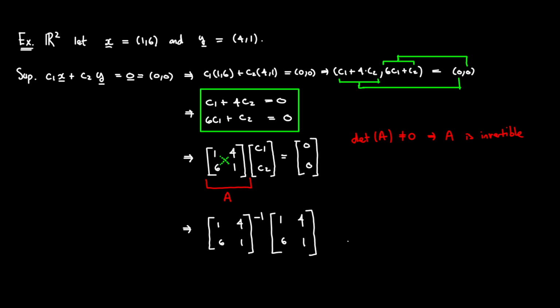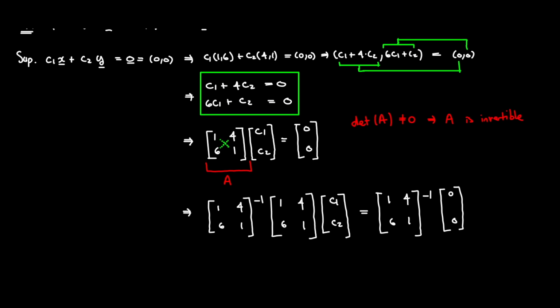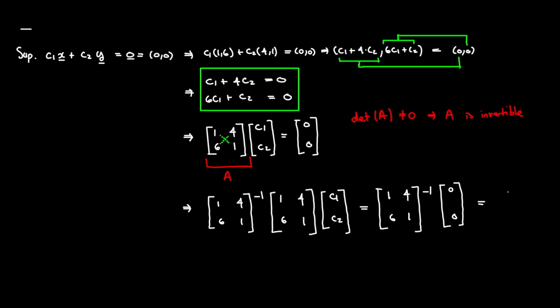And now, the point is that the inverse here multiplied by this matrix is going to give us the identity matrix. And on this side here, I'm multiplying also by the inverse. What I do to the left-hand side, I do to the right. So here I have 0, 0. And the important thing is that I'm going to get 0 on this side. So this will just be 0, 0 again.